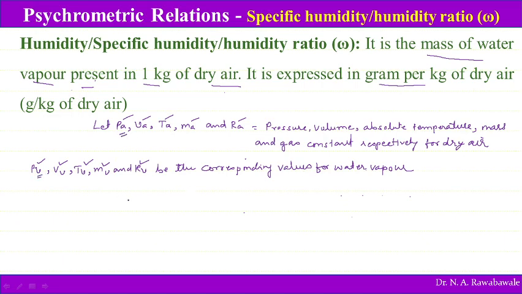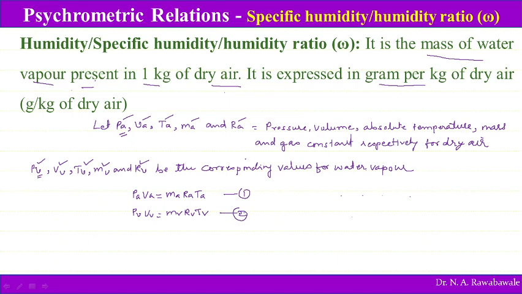So from this what we can write is, dry air behaves like an ideal gas, whereas the vapor also behaves as an ideal gas or perfect gas. Assuming these two behave like ideal or perfect gases, we can write PV is equal to MRT, that is PA VA is equal to MA RA TA. This we call equation number 1. And for a vapor we can write PV VV is equal to MV RV TV. This is equation number 2.